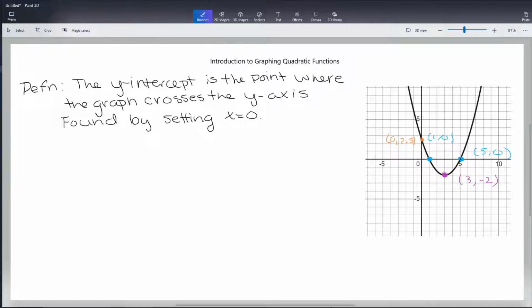All right, so in the next video, we will talk about one method for actually creating the graph, but now we have all the tools to talk about the different parts of the graph.